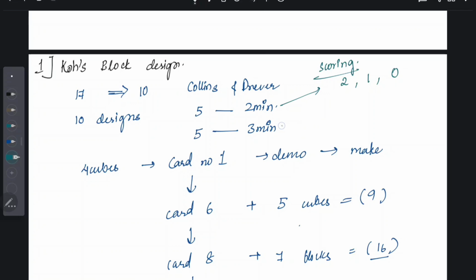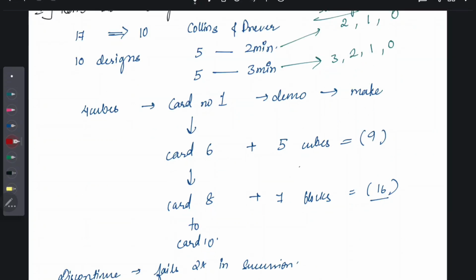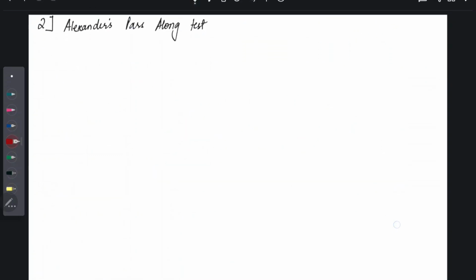For the next 5 designs, you give a score of 3 if they succeed within 1 minute. If they take 2 minutes, you give a score of 2. If they take 3 minutes, you give them 1. And if they fail to complete or within the time limit they are not able to do it, then you give a score of 0. So the maximum score will be 25 on this test.